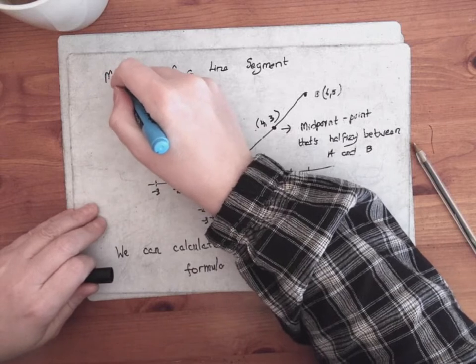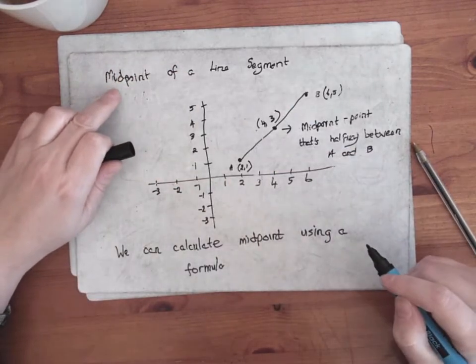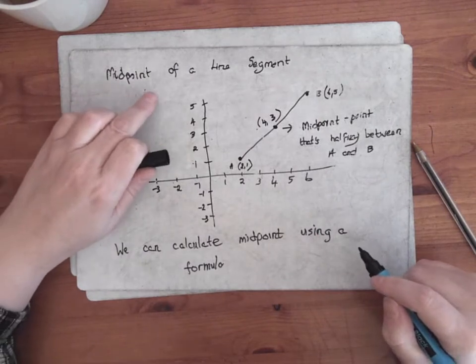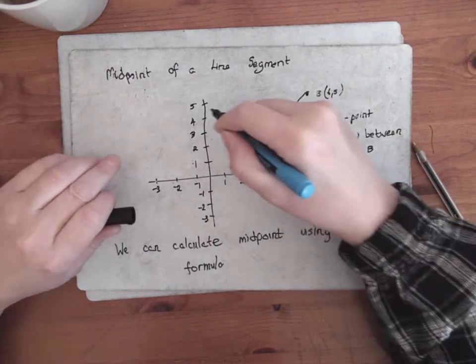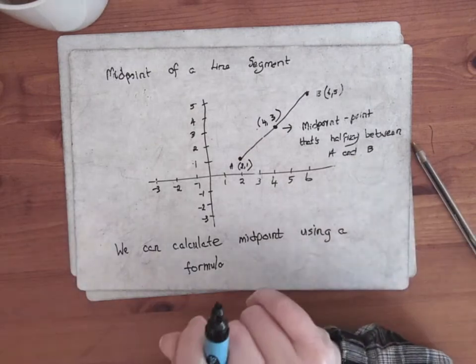What does it say at the top? It says midpoint. I've just spotted it's half rubbed out. Midpoint, M-I-D-P-O-I-N-T. Midpoint of a line segment. This is for your notes copy, yes.